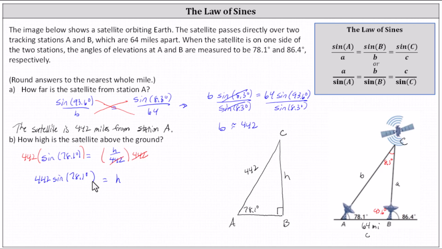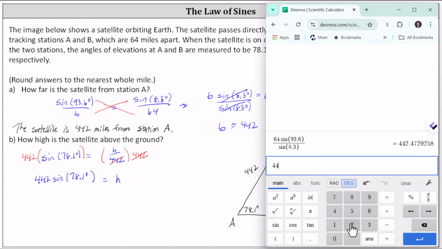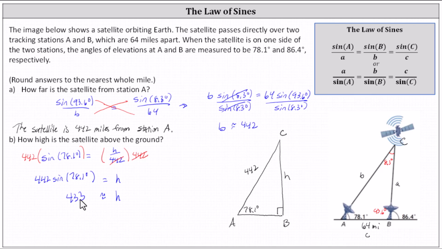And now we go back to the calculator, and again round to the nearest mile. 442 times the sine of 78.1 to the nearest mile is 433 miles. To the nearest mile, the satellite is 433 miles above the ground.